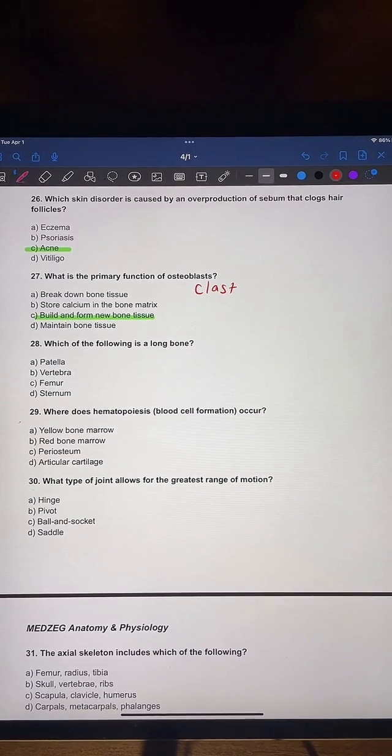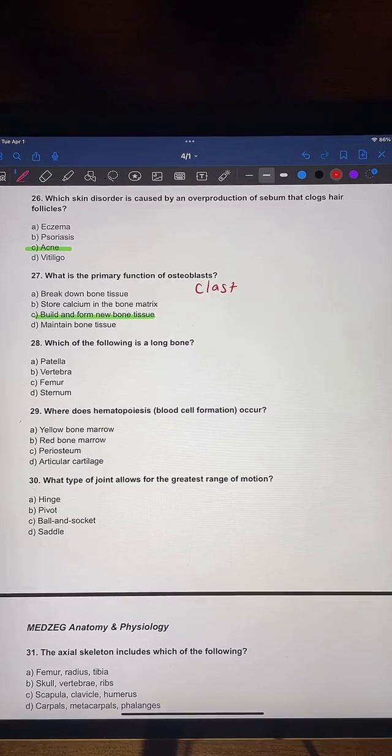Number 28, which of the following is a long bone?